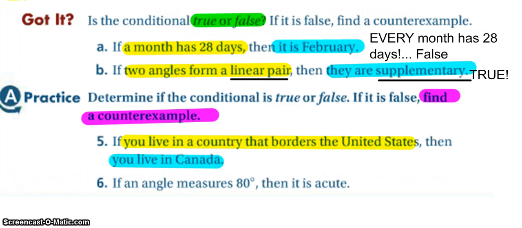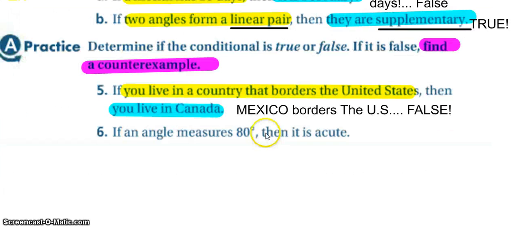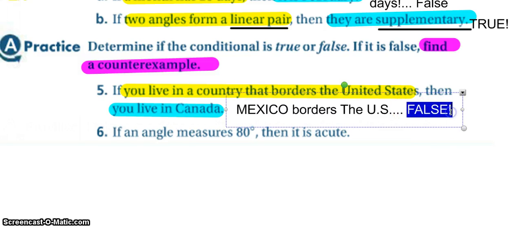So in order to prove this true, you have to not find a counterexample. If you find one counterexample, you prove this false. So think about, is there a counterexample to this situation? So when we think about number 5, the easiest counterexample that I can think of is that Mexico borders the US and Mexico is not Canada, so therefore my statement is false.